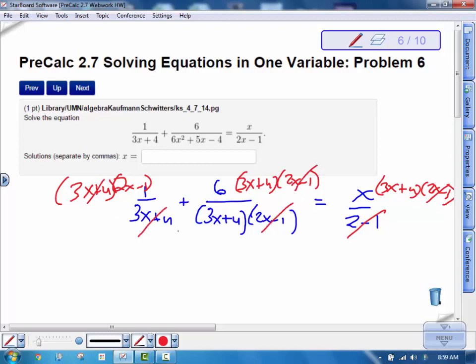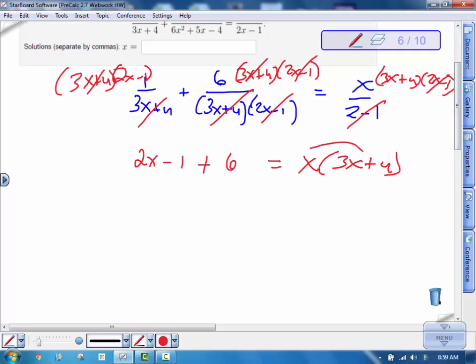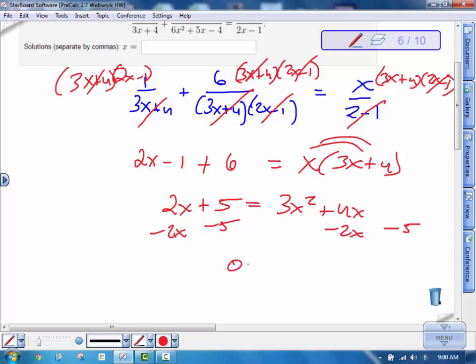But you can cancel these out, and you get 2x minus 1 plus 6 times 3x plus 4. I'm sorry, both these factors cancel, so it's just plus 6. And then you have x times 3x plus 4. So clearing fractions makes a complicated rational equation into a simple linear or quadratic. This is plus 5 equals 3x squared plus 4x. I'll move everything to the right. So I'll subtract 2x from both sides and subtract 5 from both sides. Gives me 0 equals 3x squared plus 2x minus 5.